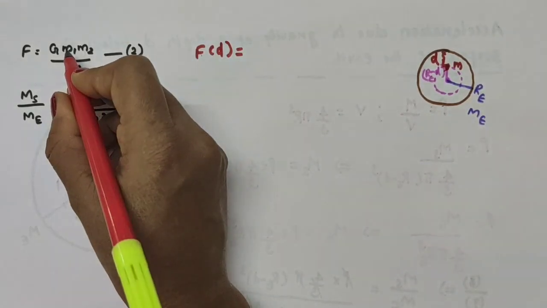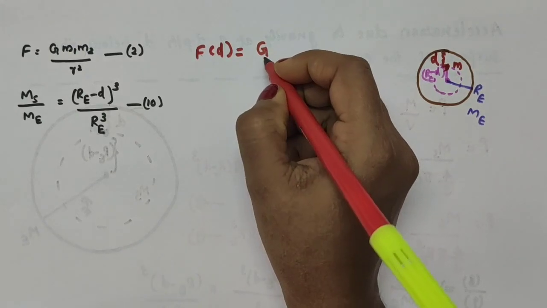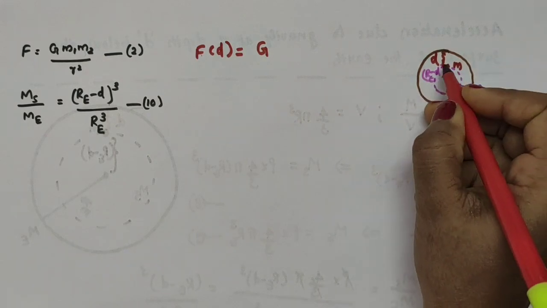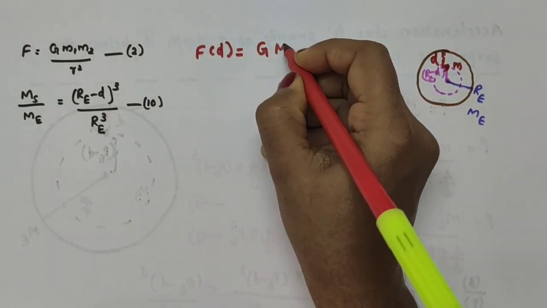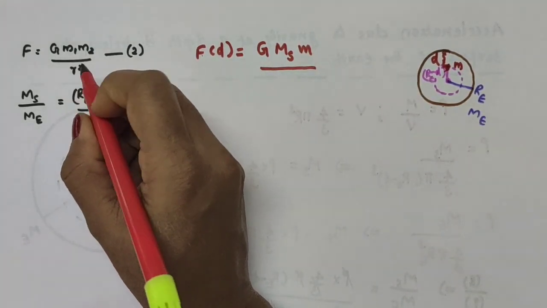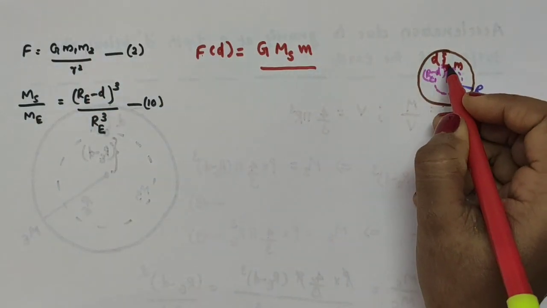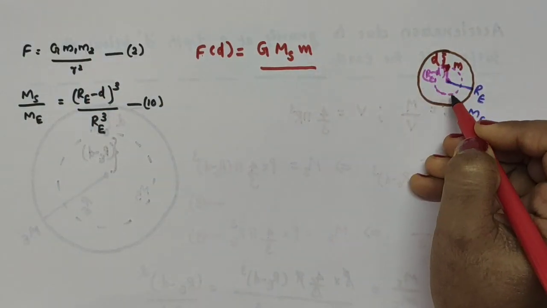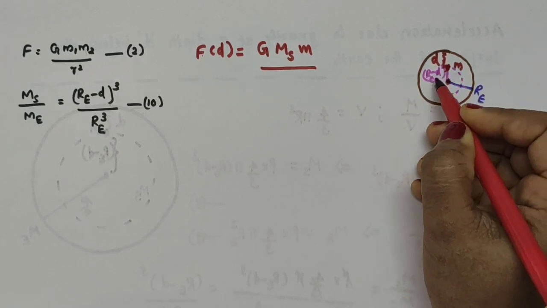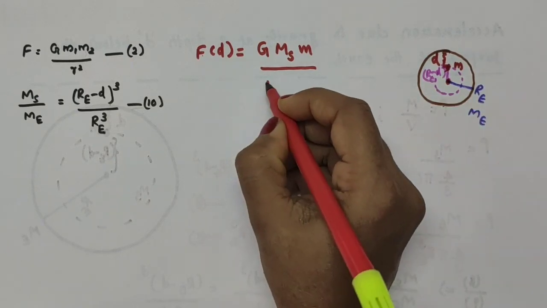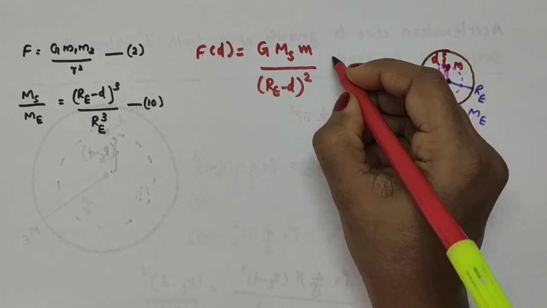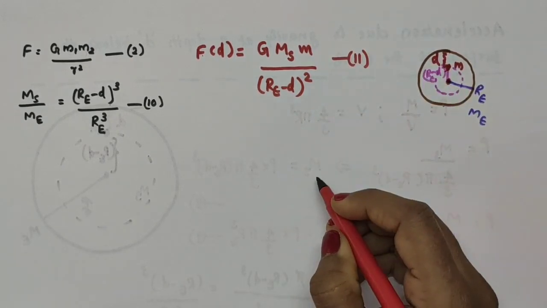So, F of d is equal to G into the product of two masses. One mass is the point mass small letter m and another one is the mass of the smaller sphere, that is ms. So, ms into m divided by r square. r is the distance of separation between these two masses. Here the point mass m is here, and the mass of the sphere is concentrated at its center. So, the distance of separation between them is the radius of the smaller sphere, that is Re minus d. So, here we can write (Re minus d) the whole square. I am taking this as equation number 11.